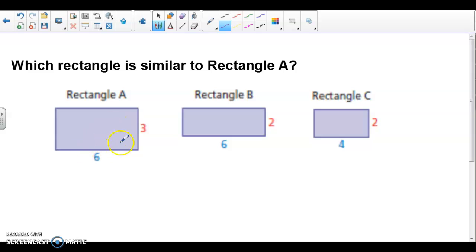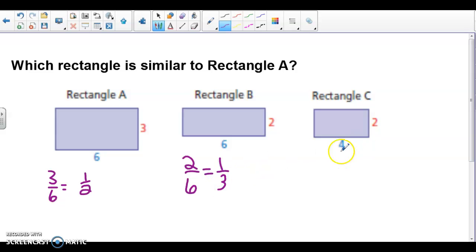We'll start off with an easy example: which rectangle is similar to rectangle A? For rectangle A, if we take the short side and put it over the longer side, and we simplify that fraction, we get 1/2. So we need to know, is the ratio of the shorter side to the longer side for either one of these rectangles equal to 1/2? This one would be 2/6, and 2/6 is 1/3.